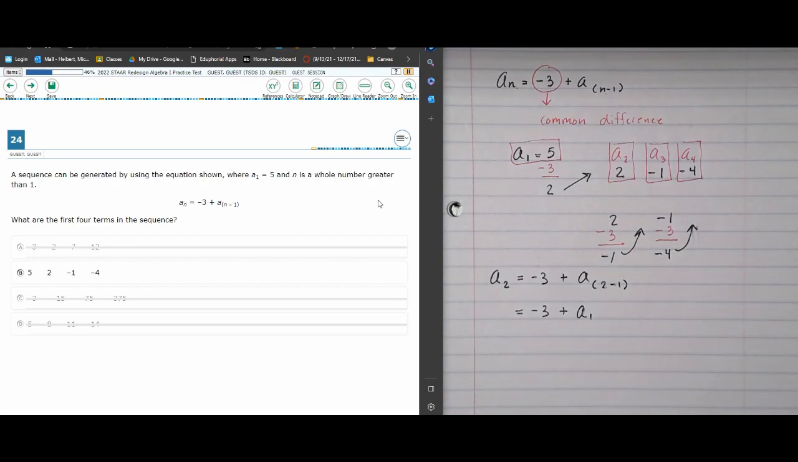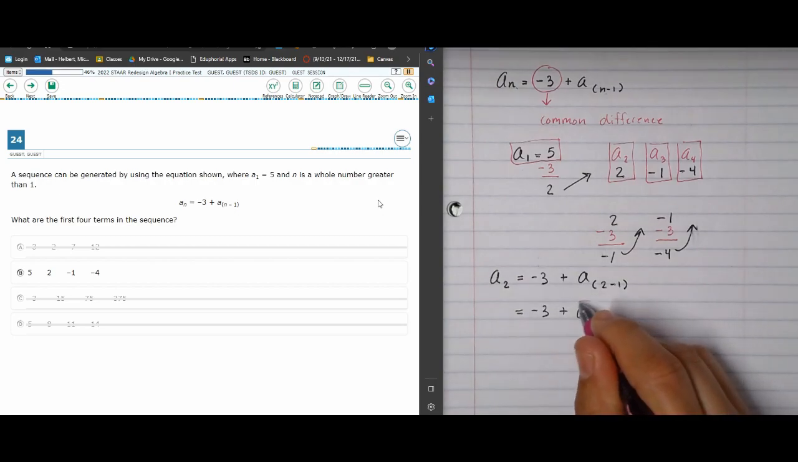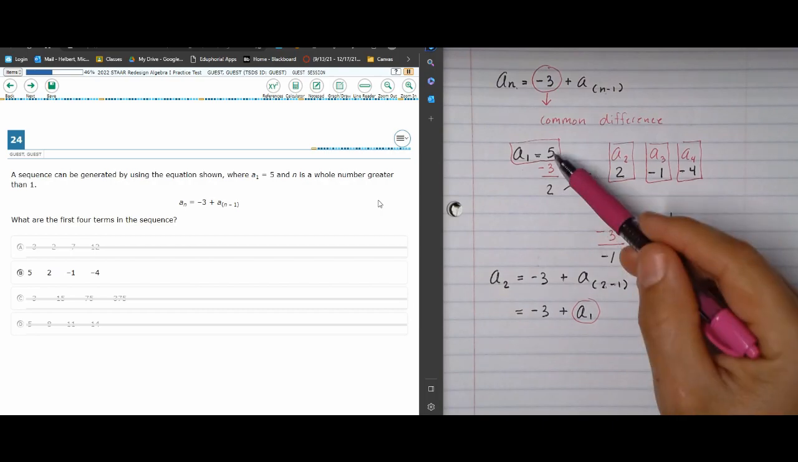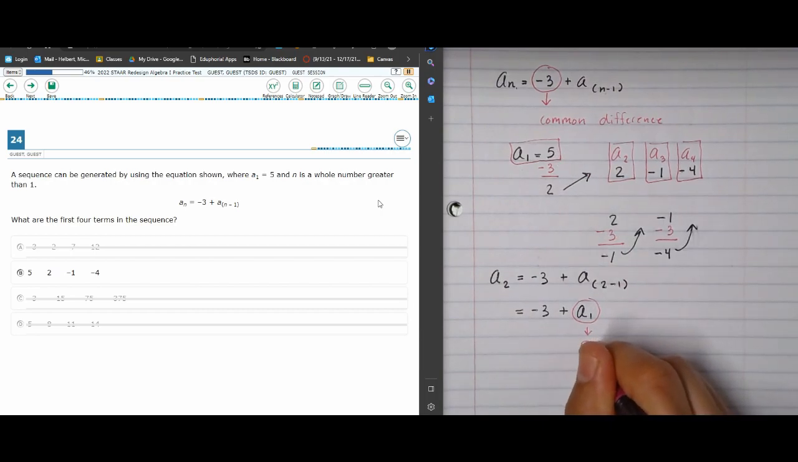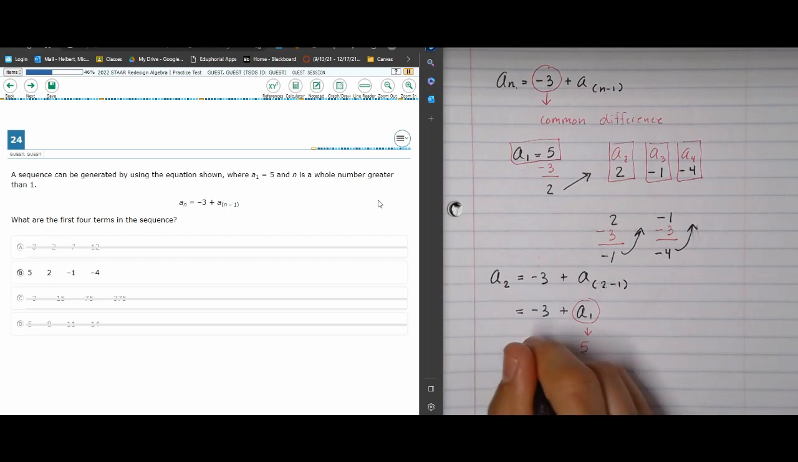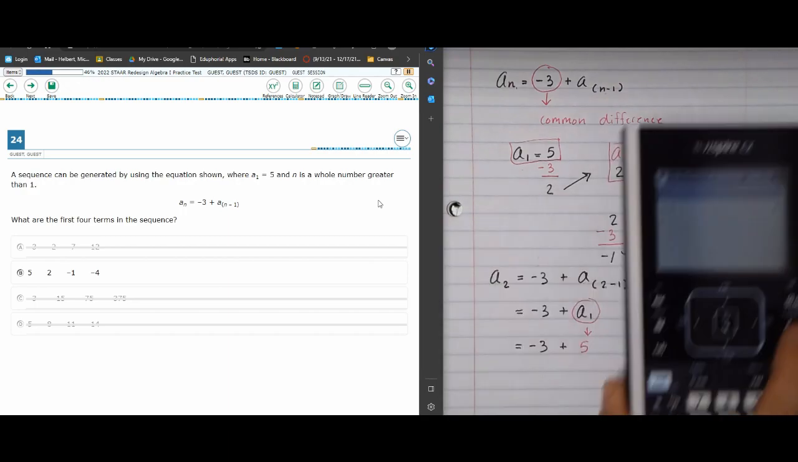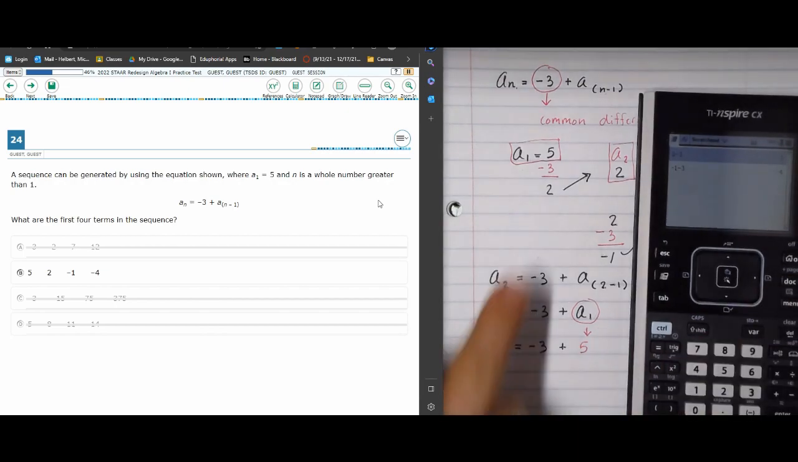Now we know what a sub 1 is. They gave it to us. They said a sub 1 is 5. So I could simply replace this with a 5, and this is equal to negative 3 plus my a sub 1, which is 5, right? And notice that's what we did basically over here.